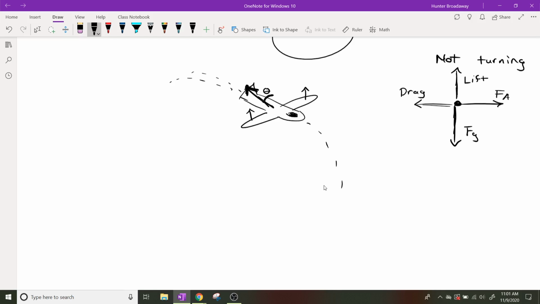Okay, what about when it is turning though? If it's not turning, then the wings are just straight up and down like this. Like the wing would be here and the wing would be here. Okay? When it is turning, the wings are going to tilt this way. What happens to the lift?